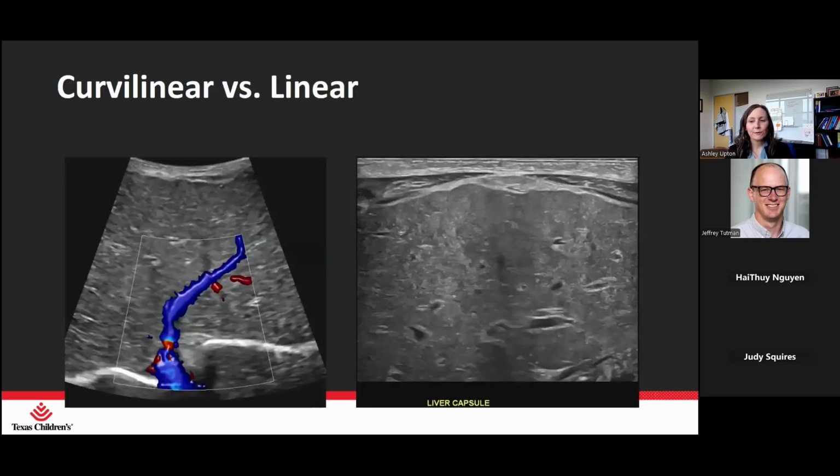Here's an example of why probe selection is so important. The image on the left is taken with a curvilinear probe. You can appreciate there's probably some irregularity to the liver surface, but the image on the right is taken with a linear probe and with a higher frequency, and it has much better detail to assess the extent of capsule irregularity.